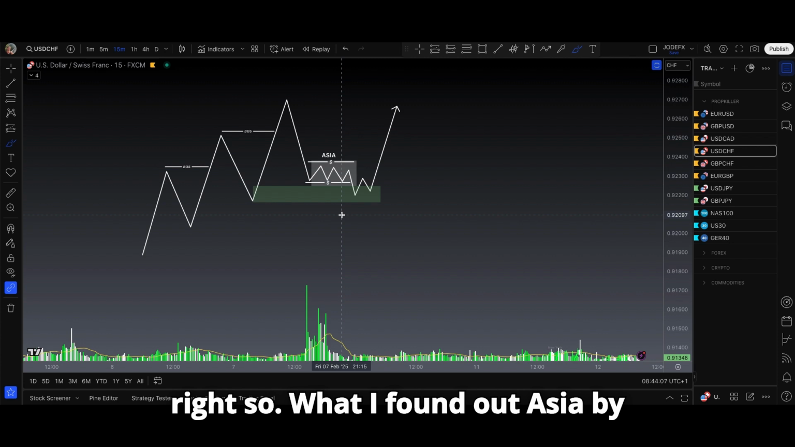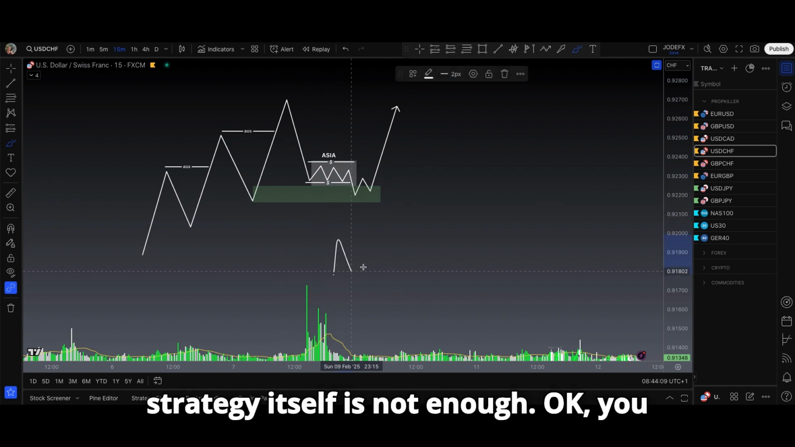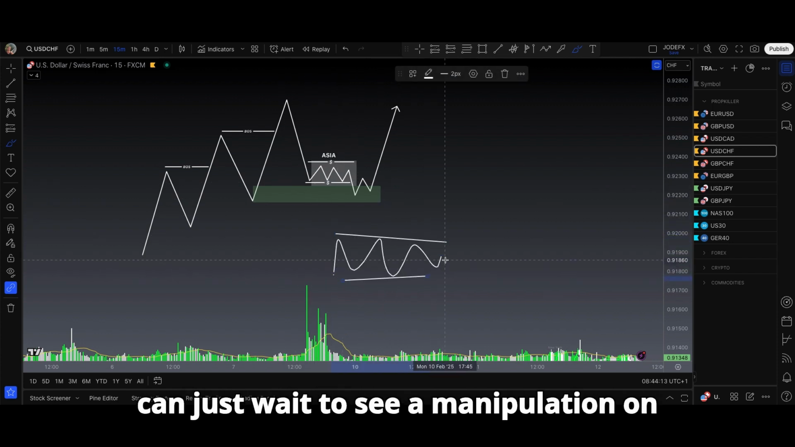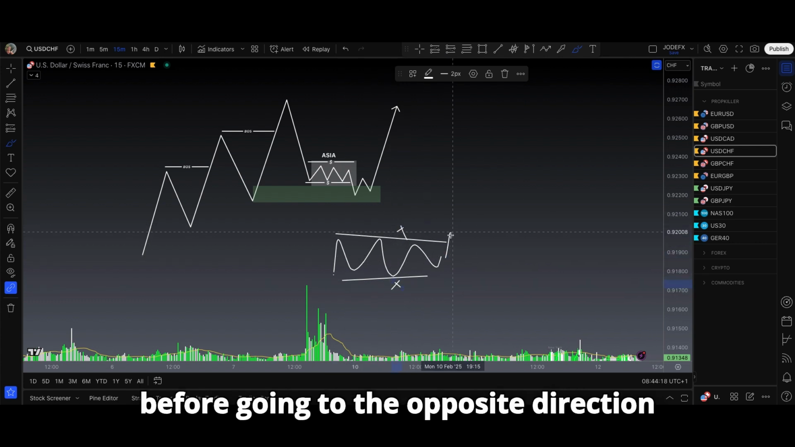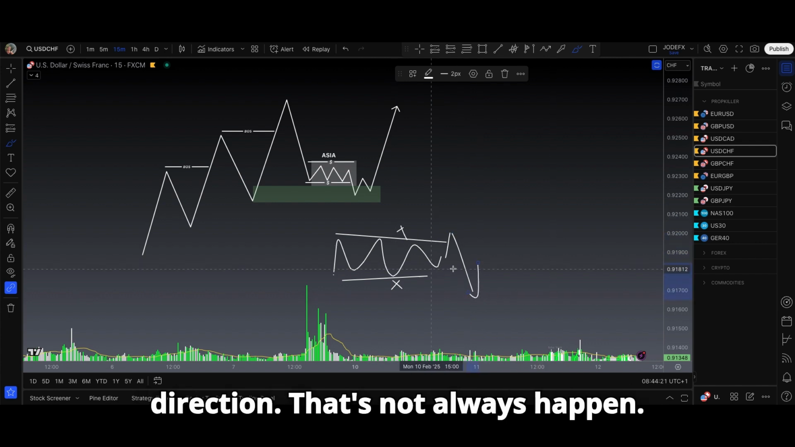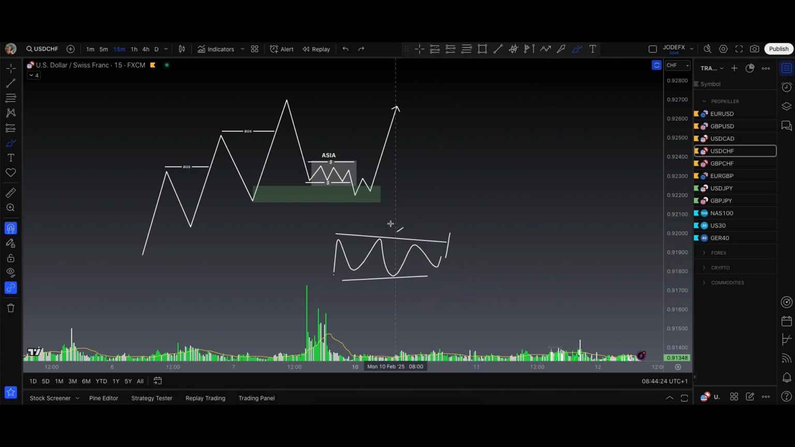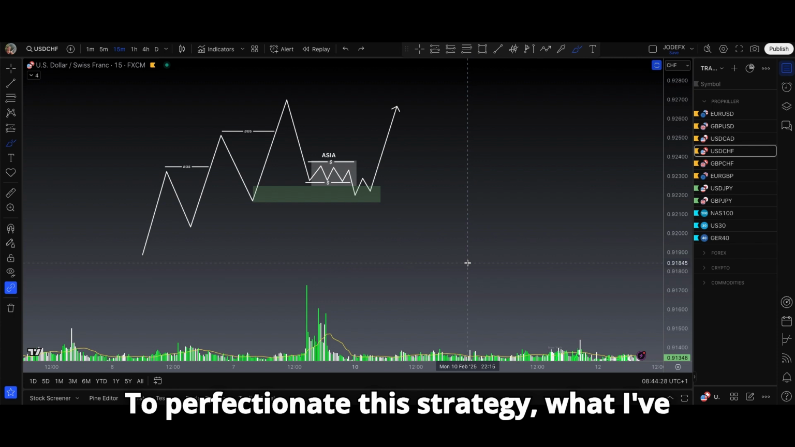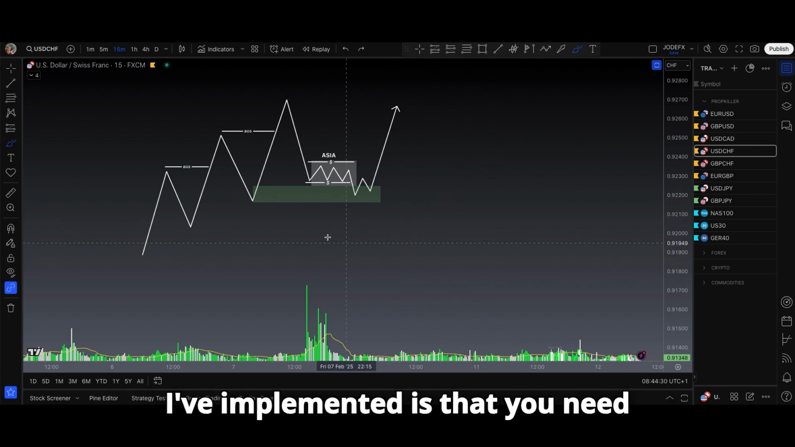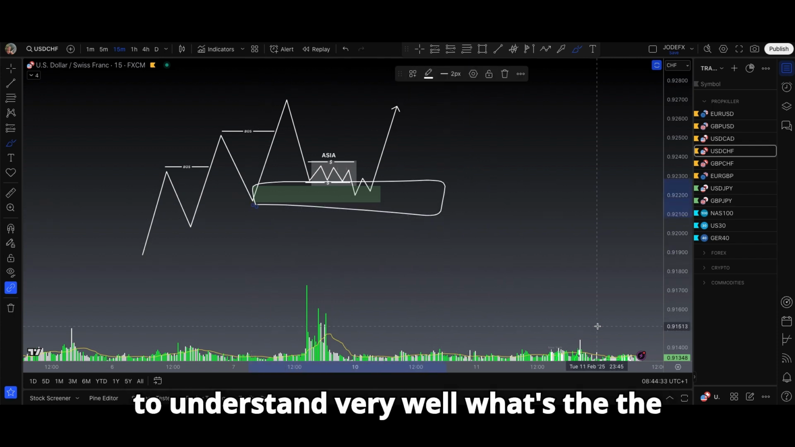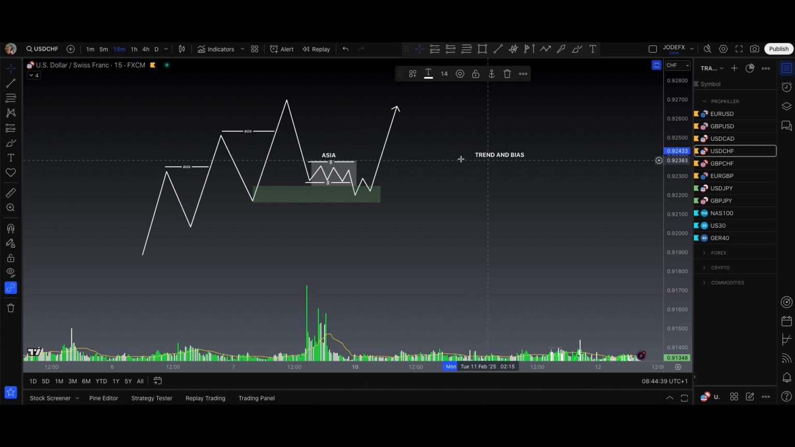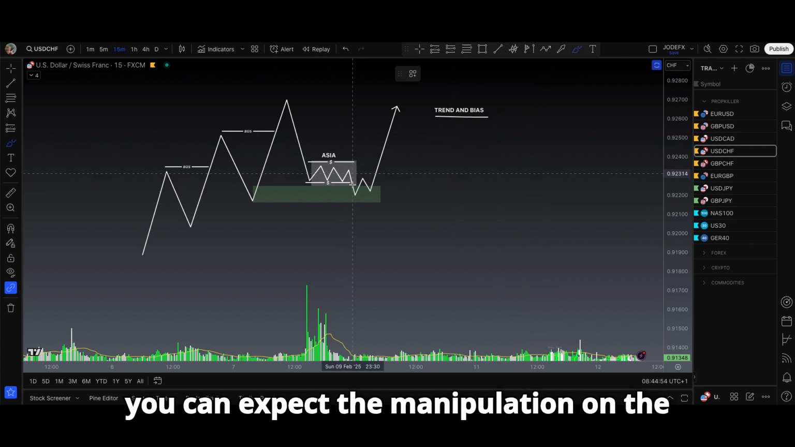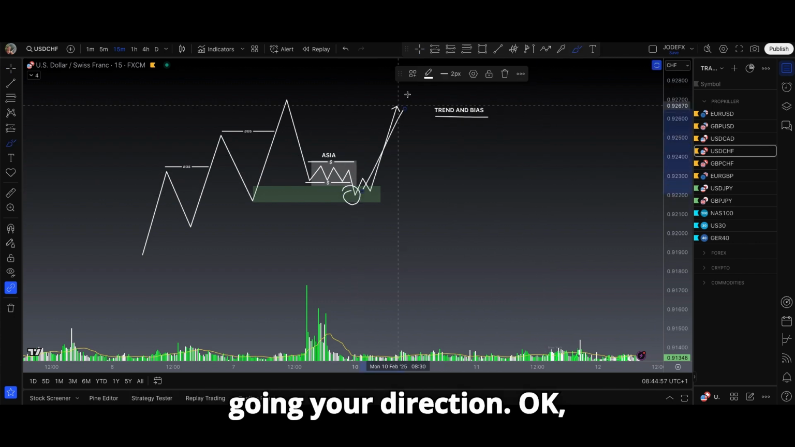What I found out by testing this strategy is that the strategy itself is not enough. You can just wait to see a manipulation on one of the sides of Asia before going in the opposite direction, but that doesn't always happen. To perfect this strategy, what I've implemented is that you need to understand very well what the trend and the bias of the asset that you're trading is, right? You can expect a manipulation on the opposite side of your trend to then keep going in your direction, okay?